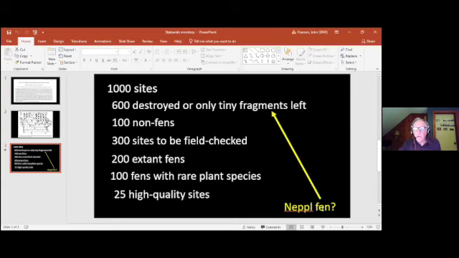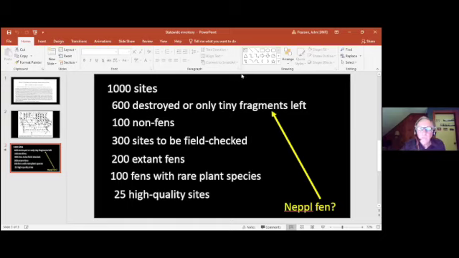Tonight, we're going to be talking about one particular fen called the Nepal fen, after the surname of the current landowner. And where does it fit in all this? Well, the yellow arrow points up. We considered it at the time of our survey to be one of the 600 destroyed or tiny fragments, and so we didn't actually spend any time on this site. It was in our second priority, or actually for a long time, we thought it was completely gone. As you'll see, that's not quite true.